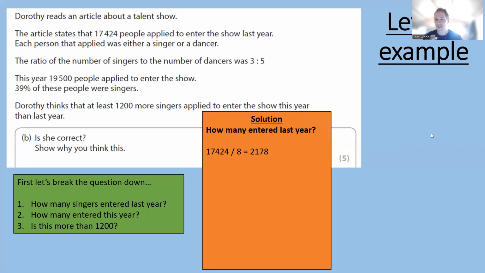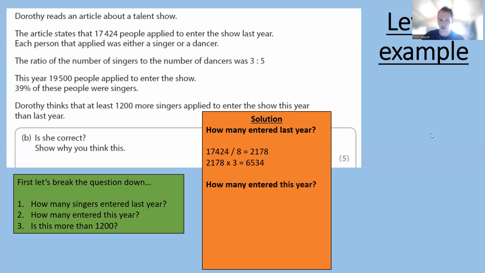Again, if some of this information is a little bit confusing, you might need to go back and have another look or a review of the ratio session, or maybe the averages and statistics session that we've just looked at. So in this case there are 8 parts. So I'm going to do 17,424 divided by 8, 2,178. So that's going to be one part there. It is 3 parts that are singers, so I'm going to multiply that by 3. And I now know that last year there were 6,534 singers.